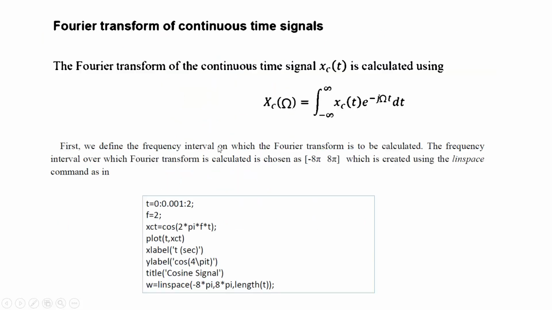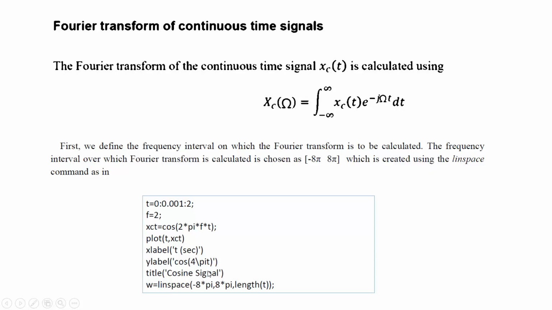All right. Then we know that the Fourier transform is given by this formula. Now we define the frequency interval. First, we define the frequency interval on which the Fourier transform is to be calculated. The frequency interval over which the Fourier transform is calculated is chosen as minus 8 pi to 8 pi. So this is the interval chosen where we will calculate the Fourier transform, which in Matlab is created using the linspace command.